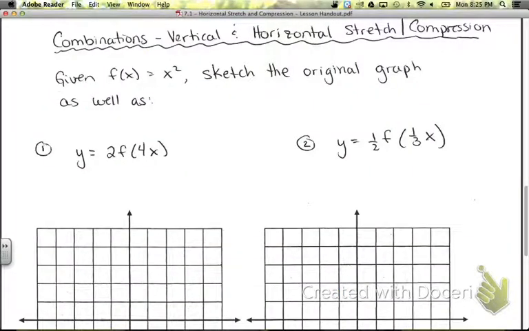So now let's put that all together from yesterday's lesson and today's lesson. So our combinations of vertical and horizontal stretch and compressions. So what we're going to do is look at our function x squared, which is a quadratic function. We want to sketch the original graph as well as y equals 2f at 4x and y equals a half f at a third x. So we're going to go ahead and graph those.